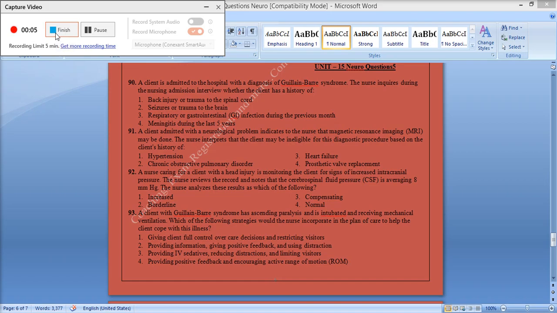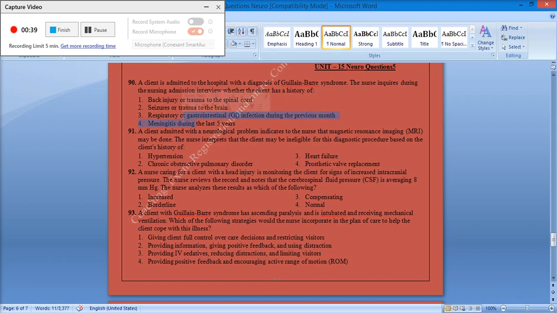A client is admitted to the hospital with a diagnosis of Guillain-Barré syndrome. The nurse inquires during the nursing admission interview whether the client has a history of: 1. Back injury or trauma to the spinal cord. 2. Seizures or trauma to the brain. 3. Respiratory or gastrointestinal infection during the previous month. 4. Meningitis during the last 5 years. The correct answer is 3. Respiratory or gastrointestinal infection during the previous month.